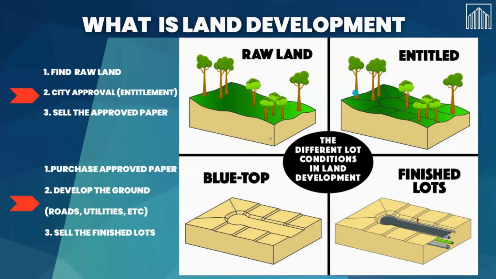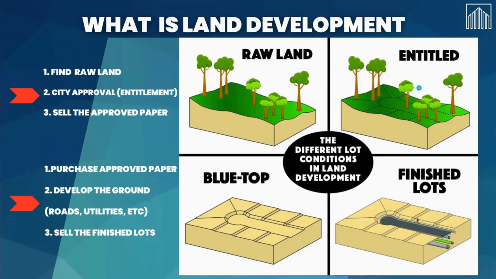There's two types of sales that you can do in land development. One is when you just find the raw land, you get it approved, and you sell the paper. So you can see here, this is a paper deal. The lots are subdivided. The city has approved it. You can just sell that piece of paper. You really don't have to raise a lot of money, honestly, to do something like that. You can just sell the paper to builders.